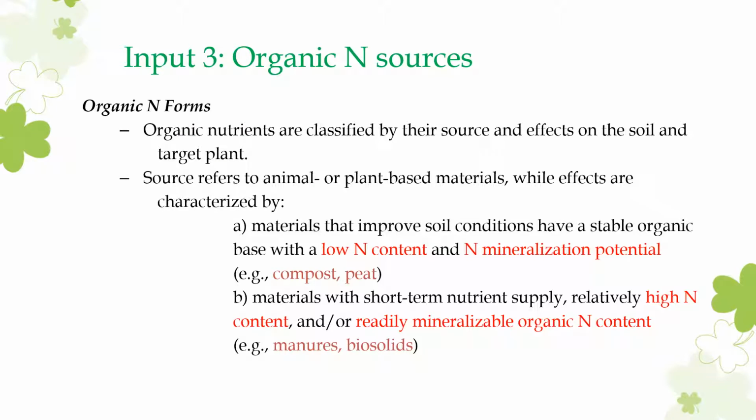The organic nutrients are classified by their source and effects on the soil and target plant. The source refers to the animal or plant-based material, and the effects are characterized by materials that can improve the soil condition and have a stable organic base with a low nitrogen content and high nitrogen mineralization potential, for example, compost and also peat. We also have the materials with short-term nutrient supply, which have relatively high nitrogen content and or readily mineralizable organic nitrogen content. For example, we have manures and also biosolids.